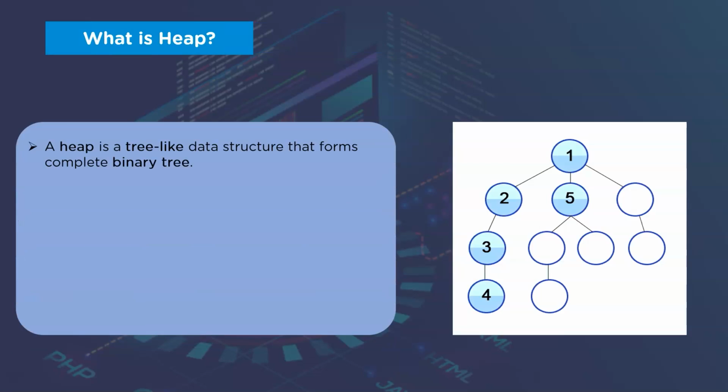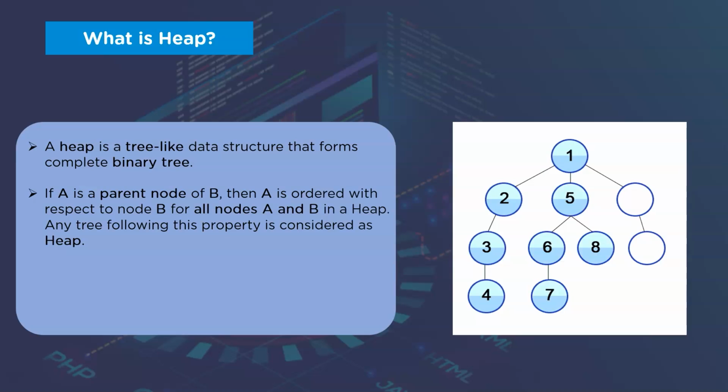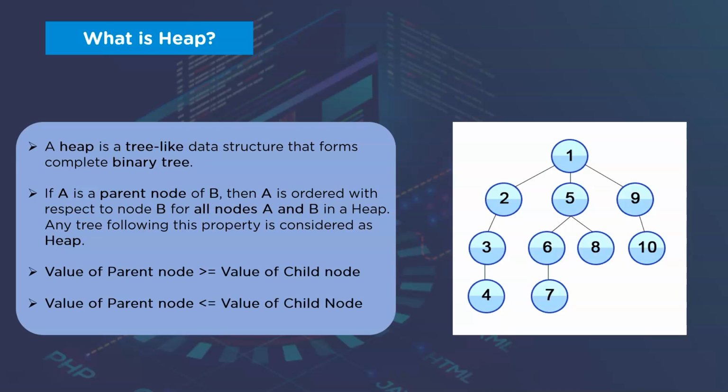Basically, a heap is a tree-based data structure that satisfies the heap invariant, or in simpler words, the heap property. The heap invariant states that if A is a parent node of B, then A is ordered with respect to B for all nodes A and B in the heap. What that means is the value of a parent node is always greater than or equal to the value of a child node in the heap, or the other way around, the value of a parent node is less than or equal to the value of a child node for all nodes in a heap.